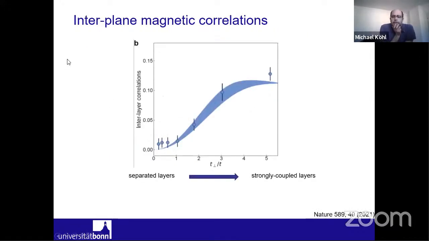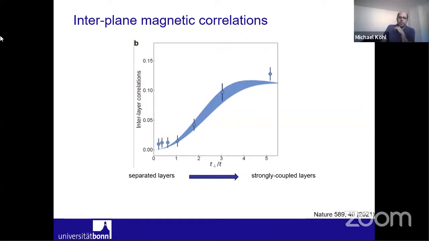And here are the results, and we see that pretty much in the opposite spirit of the previous measurement, these correlations between the layers build up as we increase the coupling strength between the layers. So it's extremely small in the beginning. When the layers are completely separate, there are no correlations between the layers. Everything is just in plane. And as we allow for more and more tunneling, all these magnetic correlations go into the singlet bonds between the layers, and the intralayer correlations disappear.